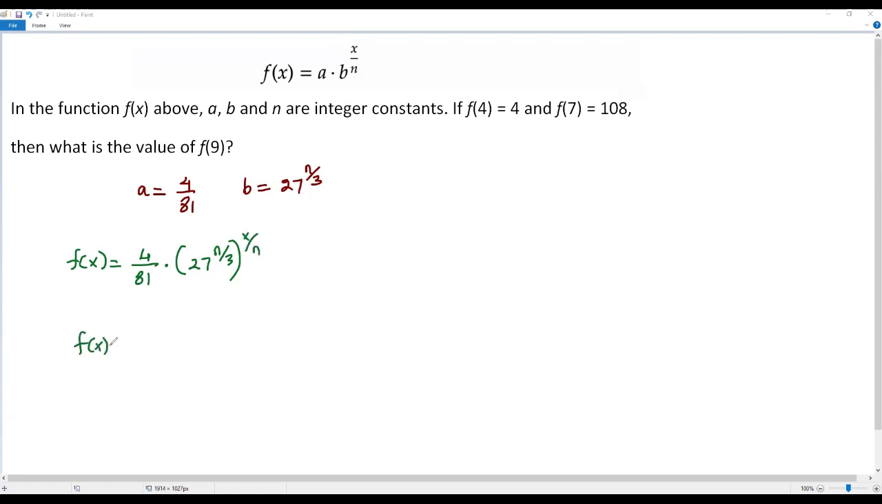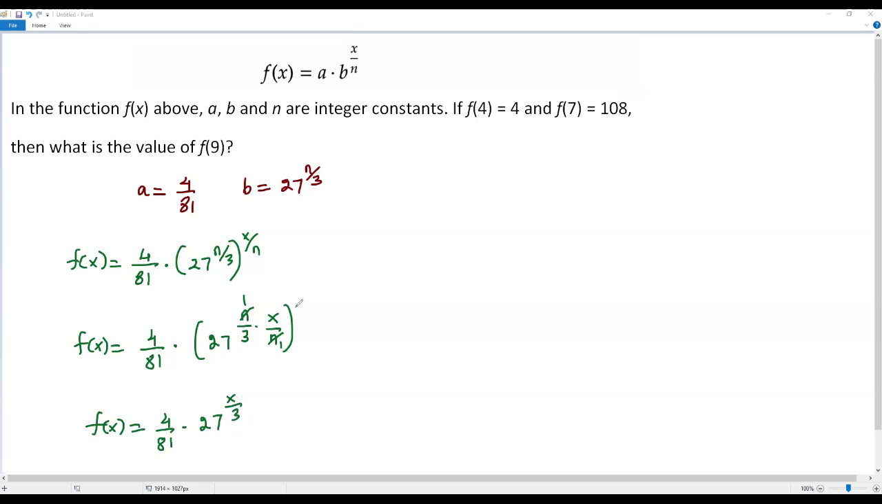Then we get f of x equals 4 over 81 times 27. Here we have base 27 and the exponent, and for this complete stuff again we have an exponent. So here we can use the power of a power rule, so we can multiply these two exponents. Then I'm getting n over 3 times x over n. Here n goes into n one time and n goes into n one time. Then I'm getting f of x equals 4 over 81 times 27 to the power of 1 times x is x, 3 times 1 is 3. Then we get x over 3 as an exponent for 27.